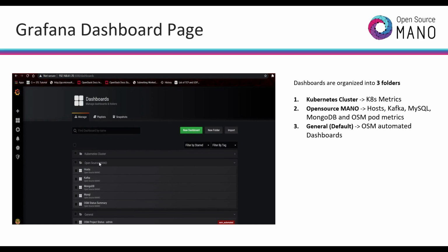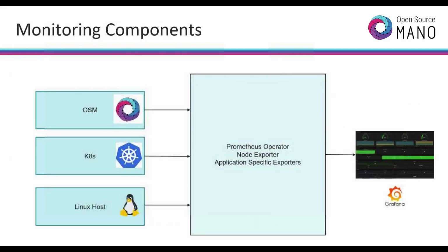You have to go to the OSM host IP and port 3000. Then you can see the Grafana dashboard popping up. And if you want to log into the Grafana dashboard, you can use by default admin as the username, and the password would be admin.